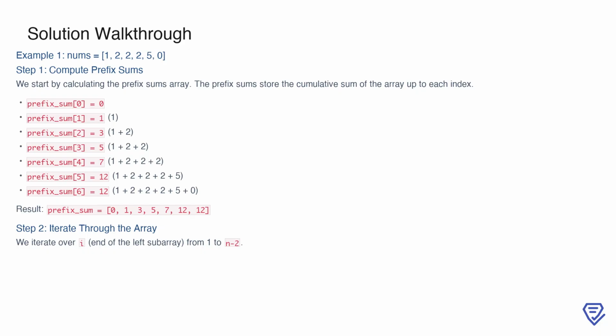Once we have the prefix sums, we iterate through the array, treating i as the endpoint for the left subarray. The iteration runs from index 1 to n minus 2, since we need to leave room for middle and right subarrays. This sets the stage for identifying valid ranges for splitting the array.